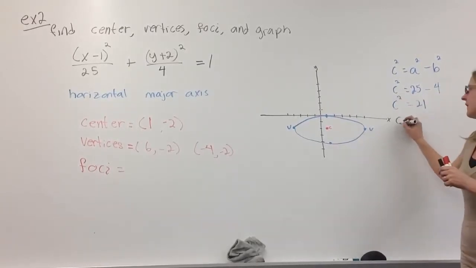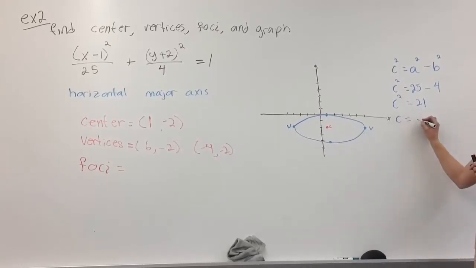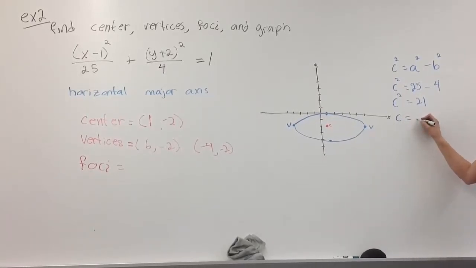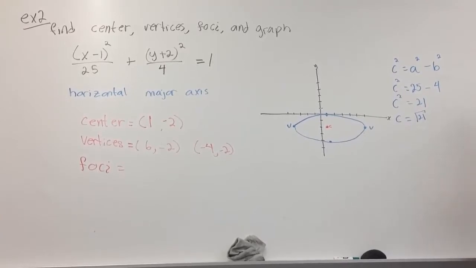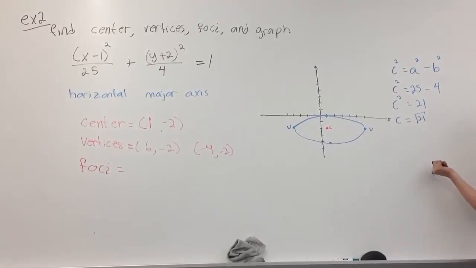Which means my c value is what? Square root of 21. Forget the plus or minus for this case because for foci it's not going to matter. Just think about it. You guys okay with that so far?